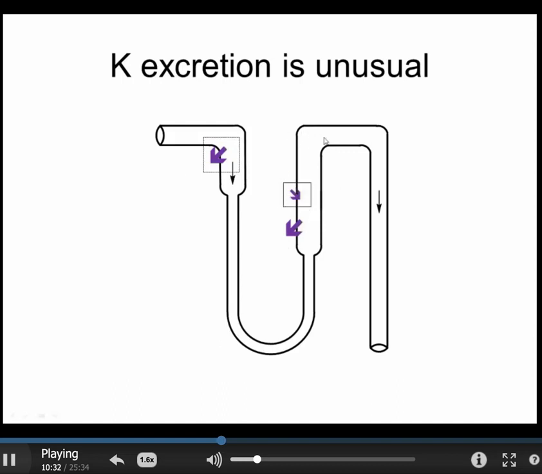But by the time fluid leaves the thick ascending limb of the loop of Henle, about 90% of the filtered potassium has been reabsorbed. Under normal circumstances, the amount of potassium being excreted in the urine is determined by how much potassium is secreted into the collecting duct. However, if the body needs to retain potassium, different cells in the collecting duct are capable of reabsorbing more potassium.